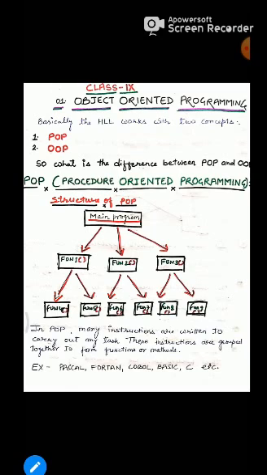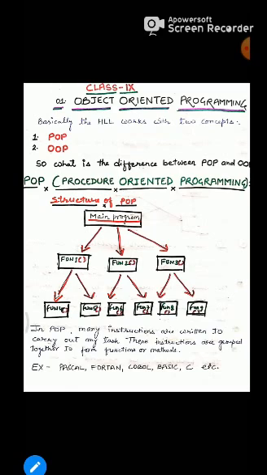The first one is POP. POP is the traditional approach of programming, and the full form of POP is procedure oriented programming. We can understand this with the help of a diagram, but before that there is one term, that is procedure. POP is based on the concept of procedure.